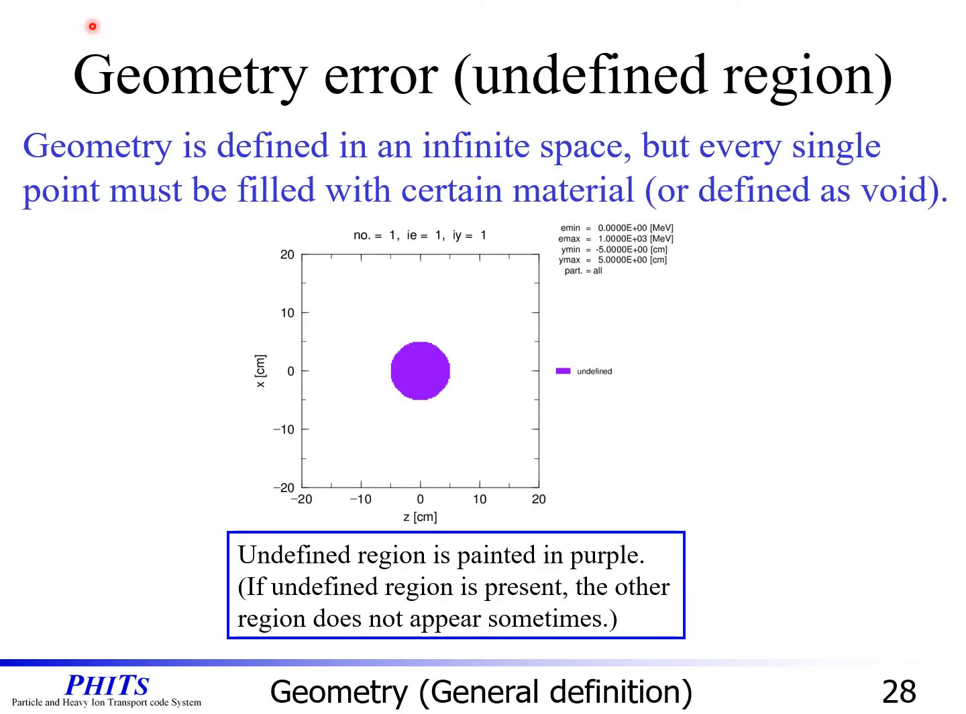The other type of geometry error is the undefined region. Geometry is defined in an infinite space, but every single point must be filled with certain materials or defined as a void. Undefined regions are painted in purple. If an undefined region is present, the other regions sometimes do not appear.